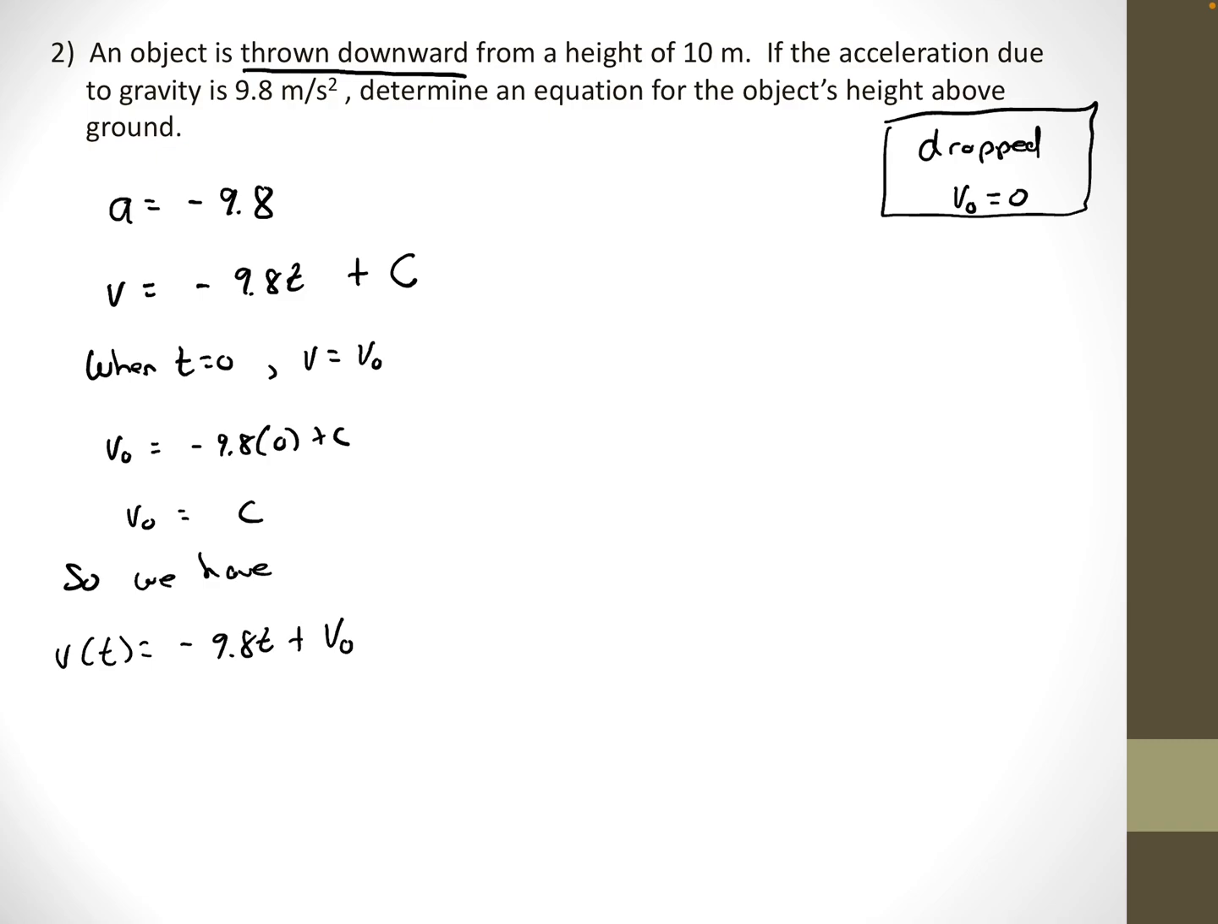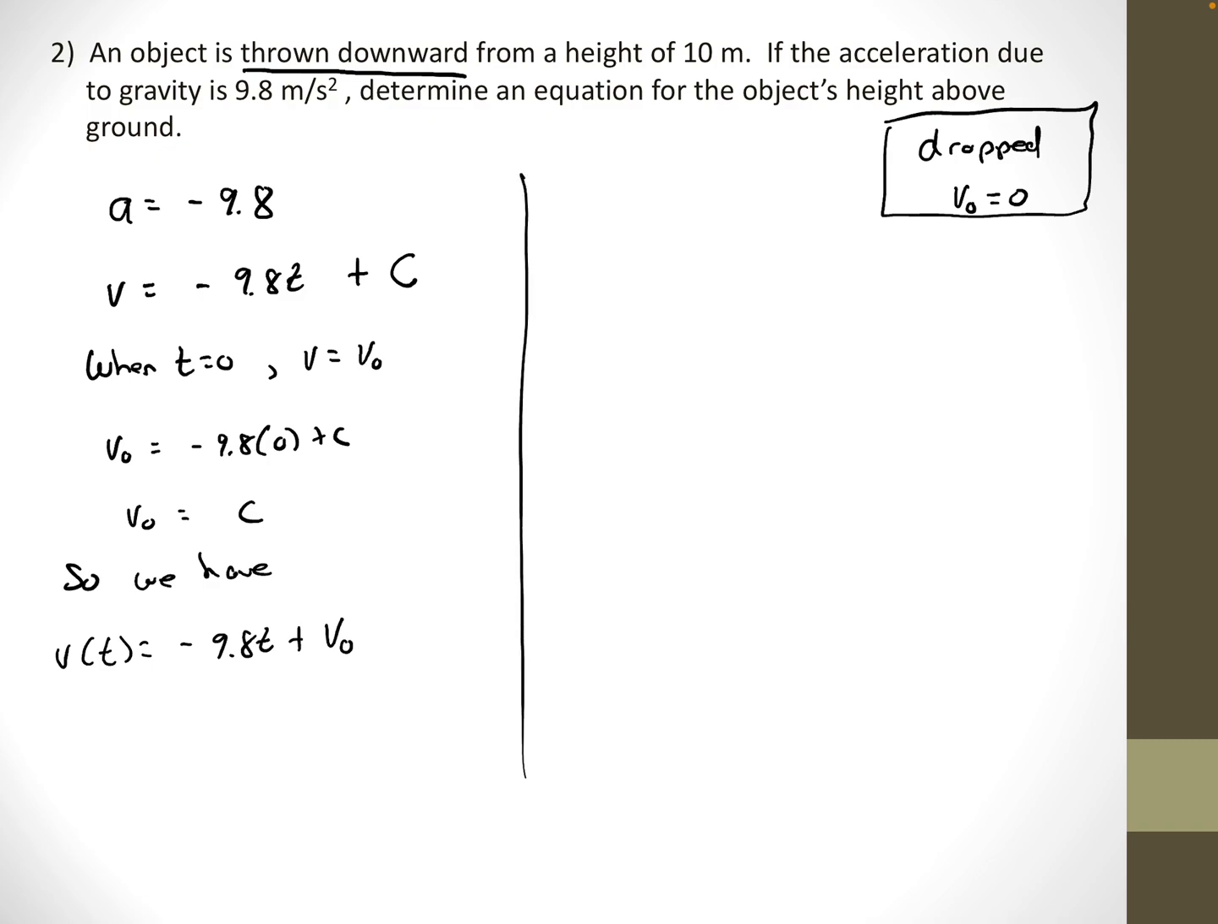And some people might look at that and say thrown downwards, it starts off at rest or something like that. But I think it implies when it says thrown downward that there was some initial velocity here. We try to say dropped if it's just dropped with no initial velocity. So that's the velocity function.